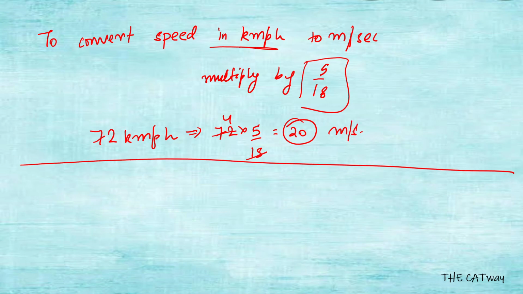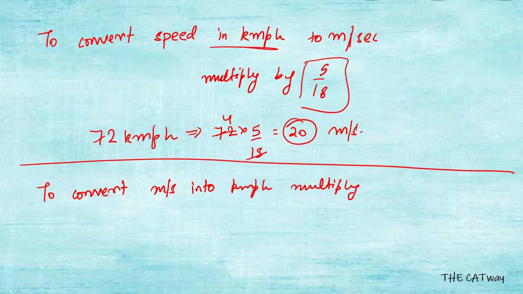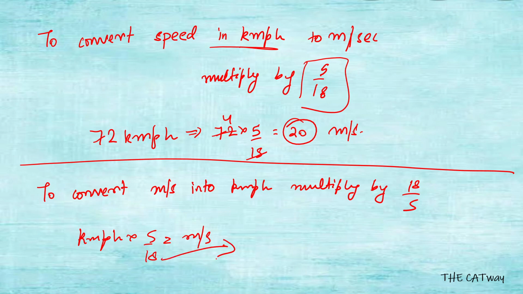Similarly, vice versa will be there. To convert meter per second into kmph, multiply by 18 by 5, because it will be the reverse of it. The formula we have is kmph into 5 by 18 is equal to meter per second. So this will go to this side to convert meter per second into kmph, so it will be 18 by 5 over there.